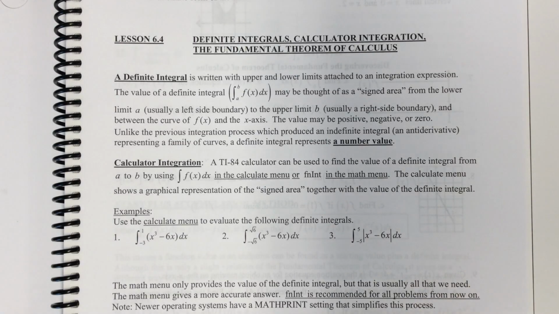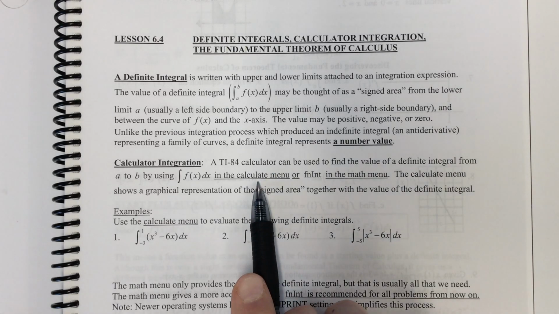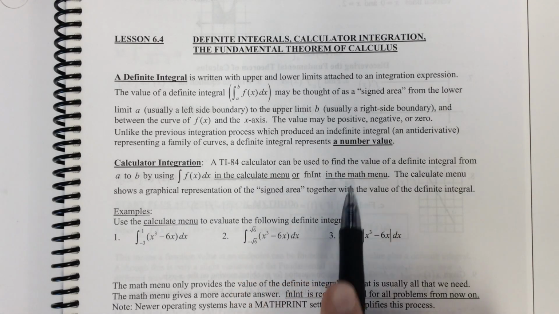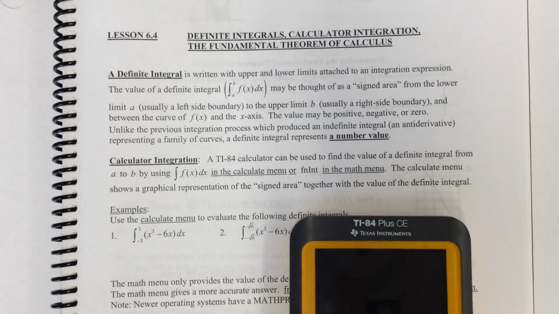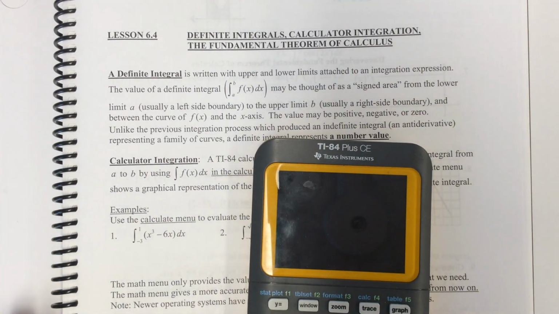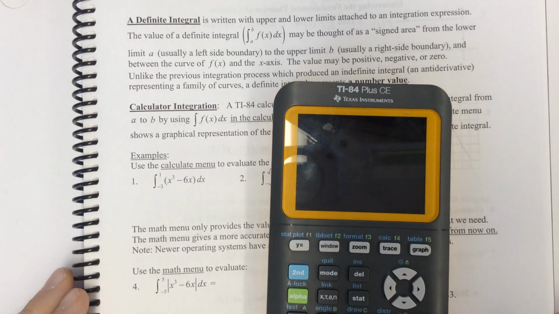Okay, so what we use in class is the 84. That's what I'm going to use in here. But a TI-84 or most other graphing calculators will find the value of a definite integral. And you can do it one of two ways. You can use the calculate menu, or you can go on the math menu on the main screen and do it that way. The nice thing about the calculate menu is it does give you a graphical representation of what you're finding. So let's do a couple using the calculate menu, and then we'll go back and use the math menu.